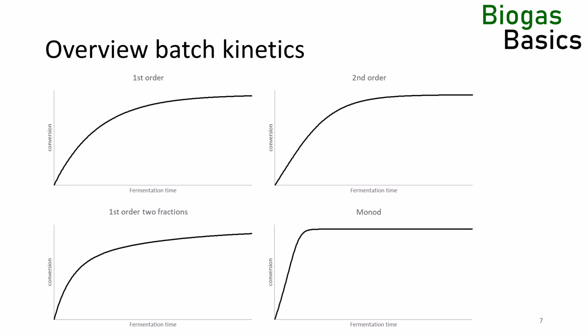Overall, a second-order fit requires more parameters than a first-order fit, and information about initial biomass and substrate concentration and the yield coefficient are required in addition to the reaction constant. For completion, I show the monokinetic in the bottom right figure. I explained the monokinetic in the previous presentation of this mini-series.